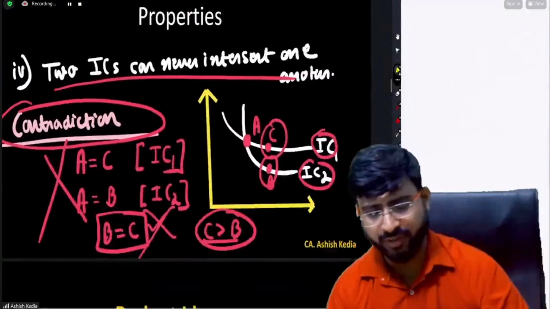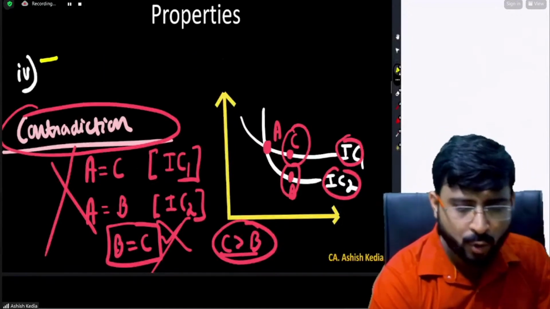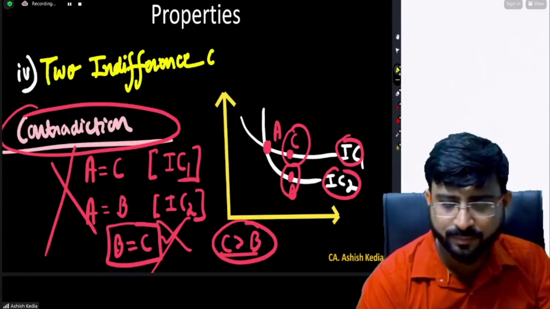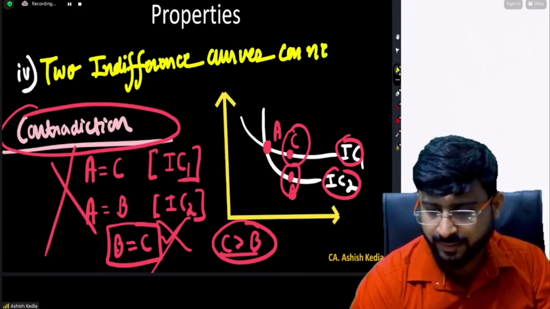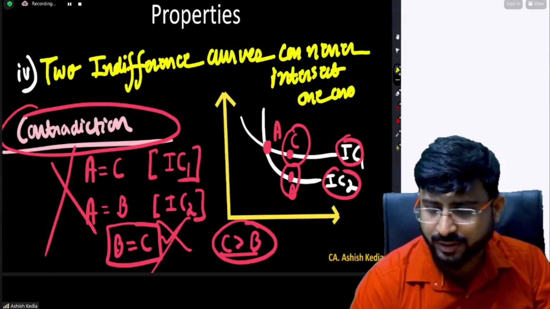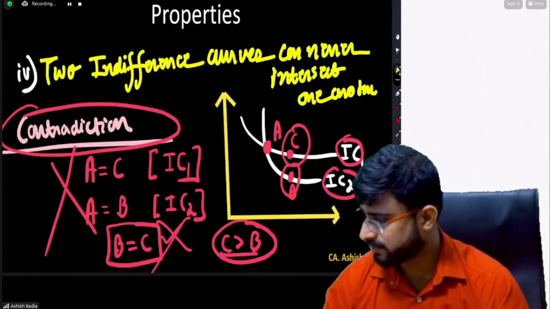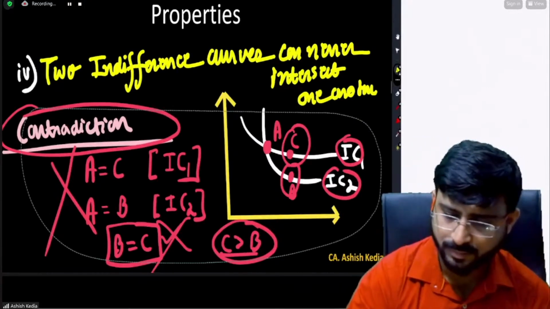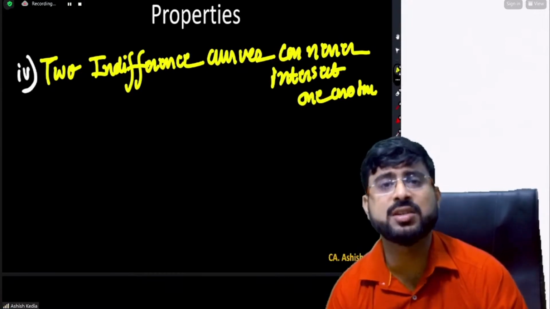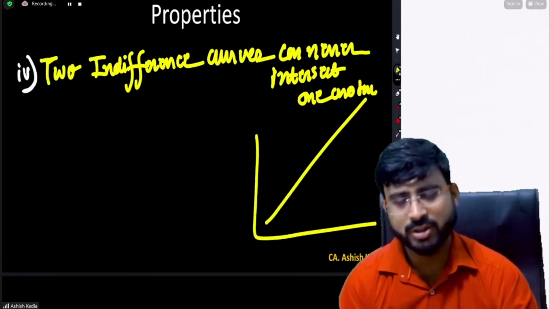Number four, and a very important feature rather. Two indifference curves can never intersect one another. I will write it for you all again. Two indifference curves can never intersect. You all will ask me why. I will explain that. Remember, MRS will always fall because of the law of diminishing marginal utility. If MRS rises, the curve will be like this, which is not the true case.